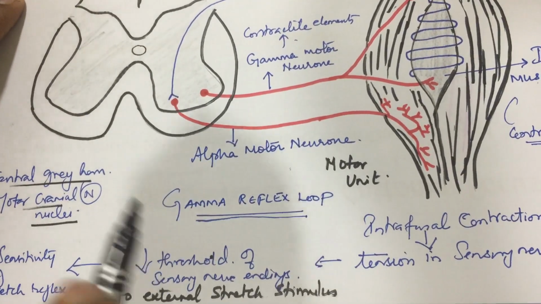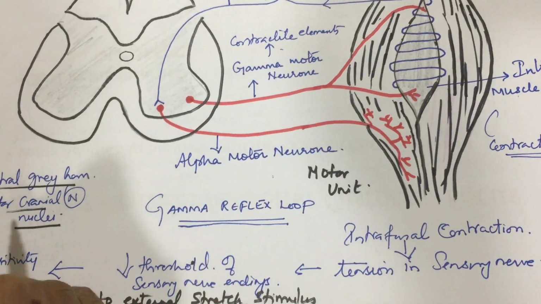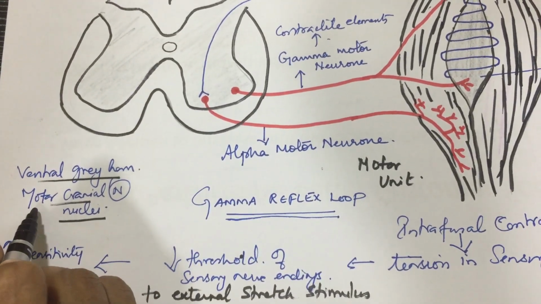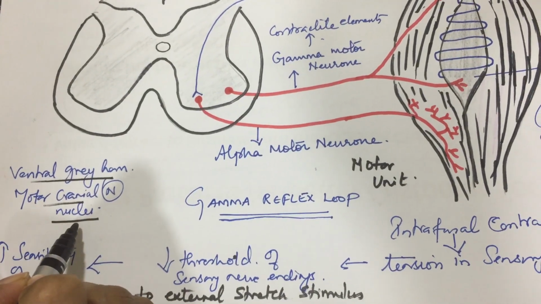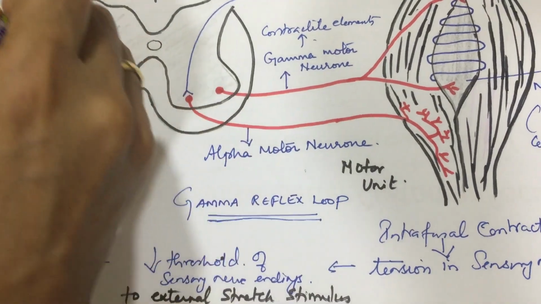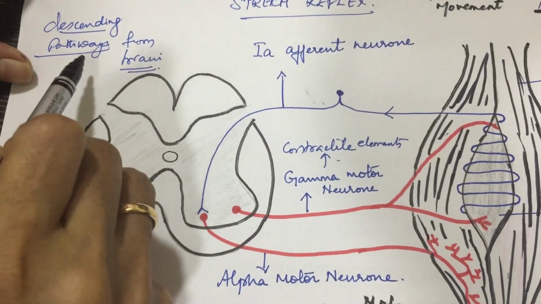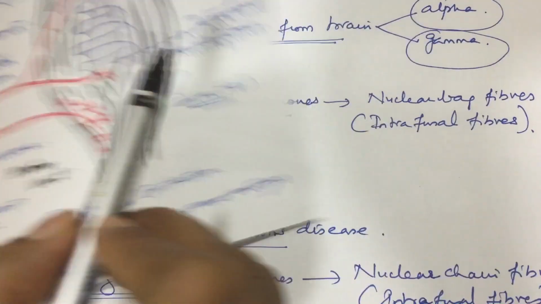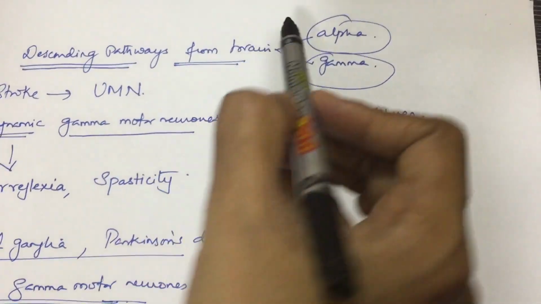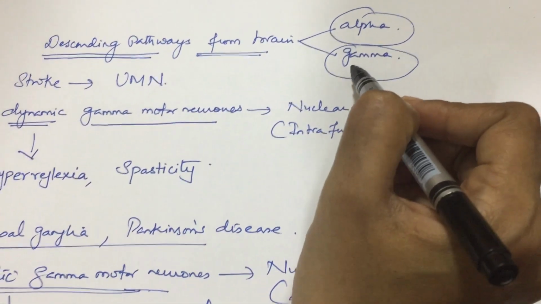stretch reflex. The nuclei of the gamma motor neurons are also present in the ventral gray horn of the spinal cord and also in the motor cranial nerve nuclei. Both the alpha motor neurons and the gamma motor neurons are under the influence of the descending pathways from the brain. So, if there is any pathology from the descending pathways from the brain, it affects both the alpha motor neurons and the gamma motor neurons.